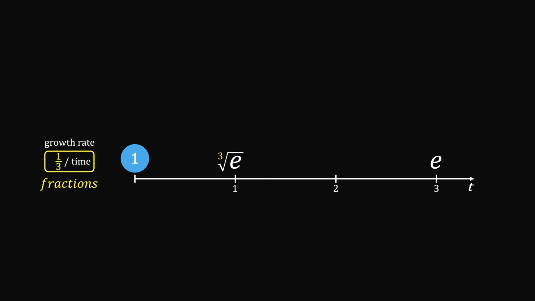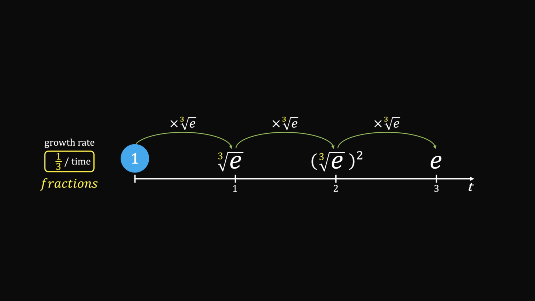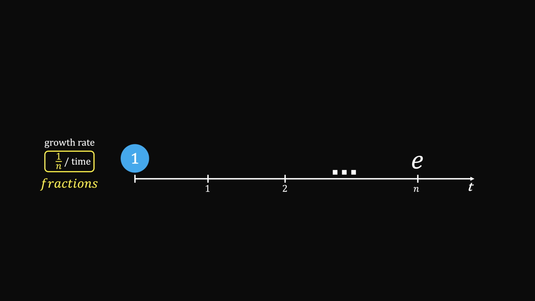Similarly, if the rate is a third, then if we extend it to the third unit times, it will become e. So 1 unit time later, it becomes third root of e. The third root means if you multiply it 3 times, you will get e. It can be represented by e to the power of a third. Generally, for a growth rate of 1 over n, we can extend it to n units of time. So that means 1 unit time later, it becomes the nth root of e, which can be represented by e to the power of 1/n.